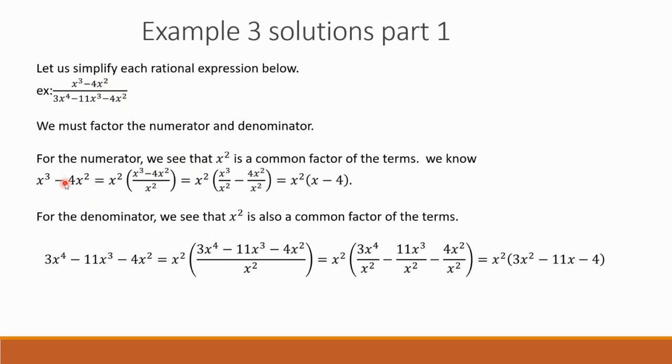Doing so, from the numerator, we're going to get x squared times x cubed minus 4x squared over x squared. That's equal to this. When you divide into each term. So here we get x, right? You subtract the exponents. Here we get 4. We get x squared times x minus 4.